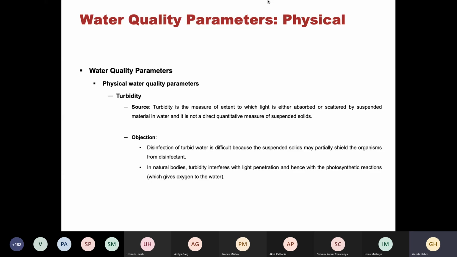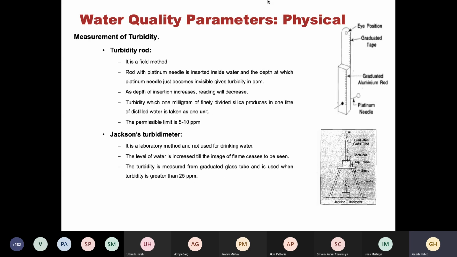Objection, as I said, nobody will want to drink water which has turbidity in it, and disinfection of turbid water is difficult because it will consume more disinfectant. In natural water bodies, turbidity interferes with light penetration and hence the photosynthesis reaction. So that's why turbidity is objectionable.